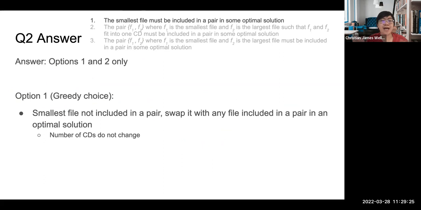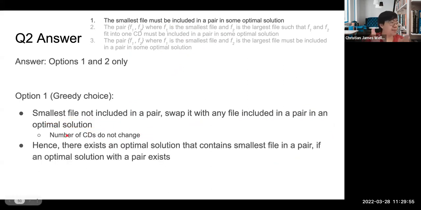I want to mention here there are many possible optimal solutions, many possible pairings. But what we are saying is that among the many possible answers, one of them must have the smallest file included in a pair. At a high level, the argument is like this. If it's not included in a pair, if imagine it was alone, you swap it with any file included in a pair in an optimal solution. The number of CDs does not change, so it stays an optimal solution. At a high level, that's what's going to happen.